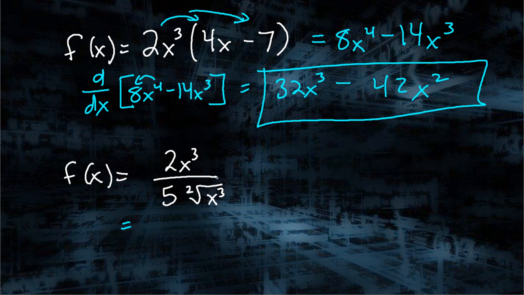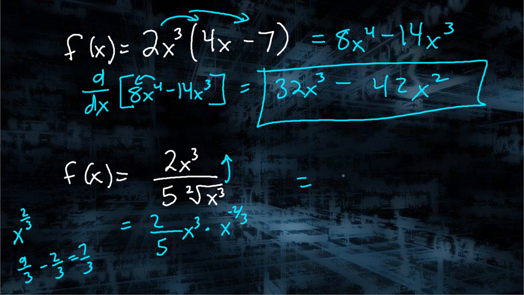All right, so this one, I'm going to need to move this piece up. And when I do, I have x to the 2/3. When I move it up, I'm going to have 2/5 x cubed times x to the negative 2/3. So I need to get a common denominator there, and that would be 9/3 minus 2/3, which is going to give me 7/3. So I'm going to have 2/5 x cubed. I shouldn't be writing all these equal signs, but I'm showing all the steps here. When I combine those, 7/3.